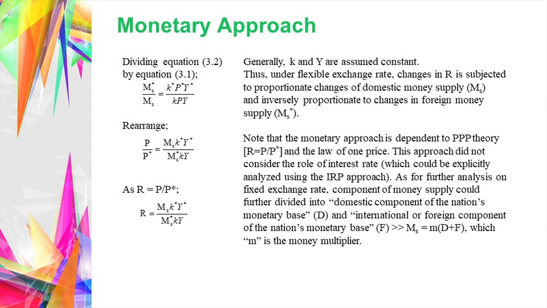This approach did not consider the role of interest rate, which could be explicitly analyzed using the interest rate parity approach. As for further analysis on fixed exchange rate, the money supply could be further divided into the domestic component of the nation's monetary base, D, and the international or foreign component of the nation's monetary base, F. Thus, MS equals M multiplied by the sum of D plus F, in which M is the money multiplier.